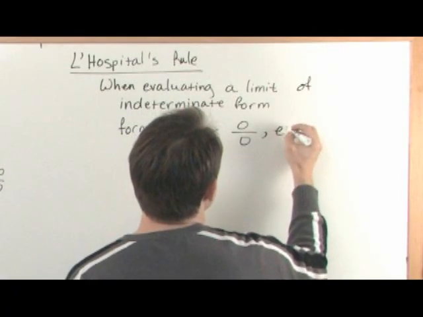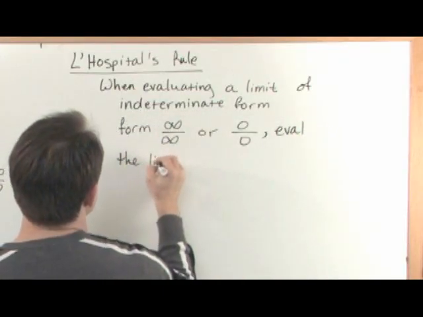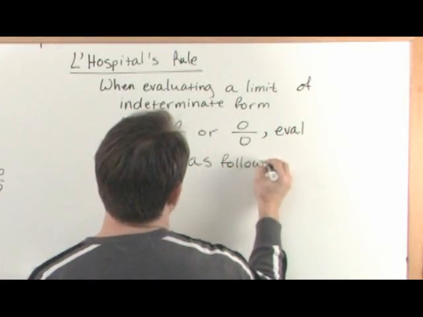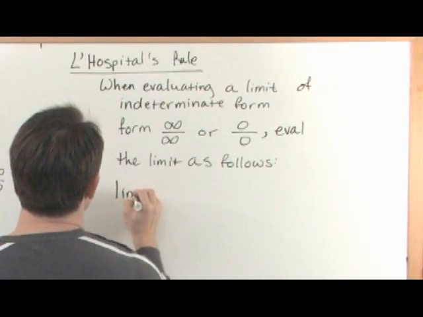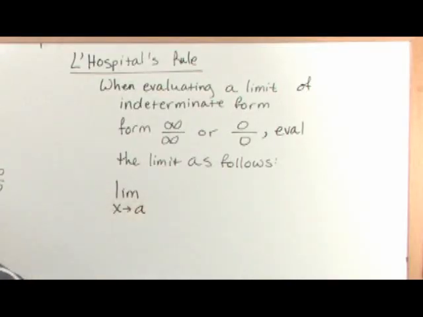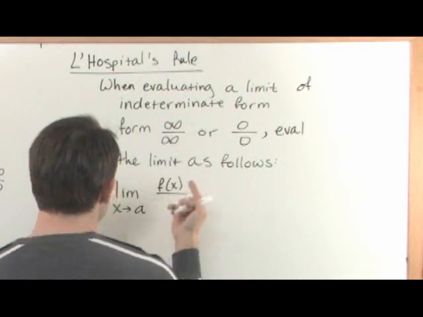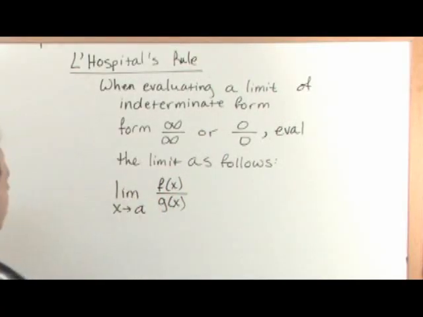Then you evaluate the limit as follows. Okay, evaluate the limit as follows. This is how you're going to evaluate it. You take the limit as x approaches the number a. A could be 0, a could be infinity, a could be 2.947. It doesn't matter, it's just a number. When you're taking the limit of f of x, some function of x, over some other function of x. That's why we denote the top one by f and the bottom one by g, because the top is one function and the bottom is another function.